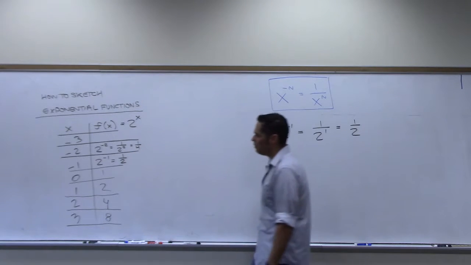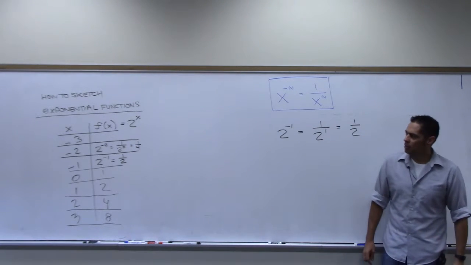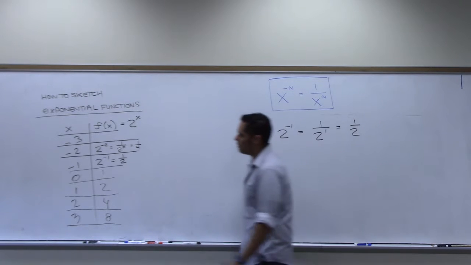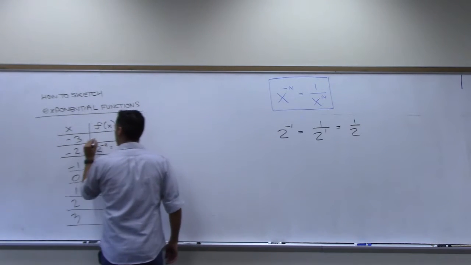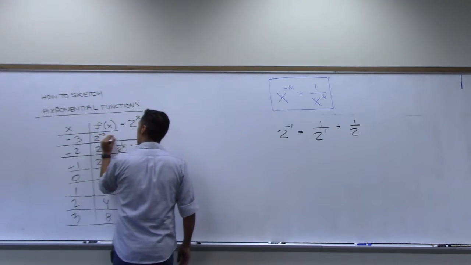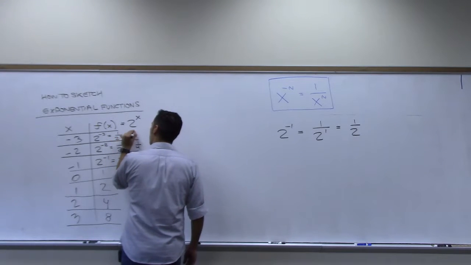Y'all picking up on a pattern here? Yeah. What's the next one going to be? 1/8, right? This would be 2 to the negative 3. That's 1 over 2 cubed, and that's 1/8.